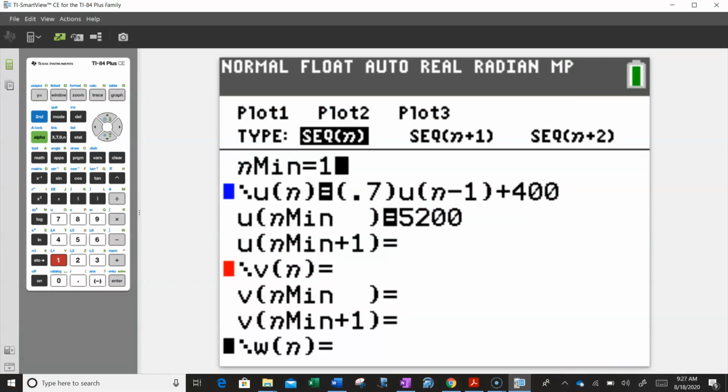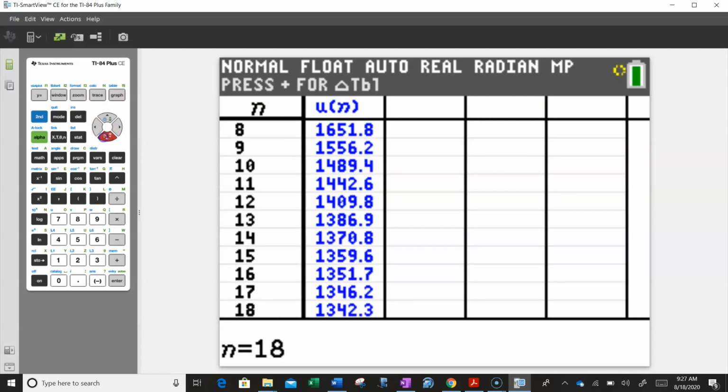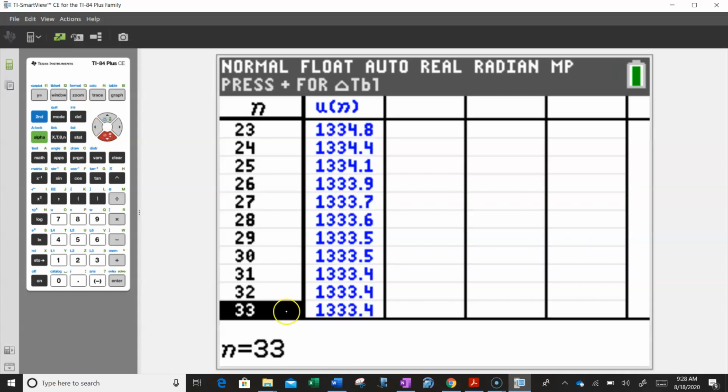And then what we want to do is go to our table. So we're going to hit second graph for our table. And we just want to start scrolling down to see what happens in the long run. Does this converge, or does this seem to diverge? So you might just start tracing it down, and you can kind of see that over time it starts to look like it's converging to about 1,333 fish. You can keep scrolling down.